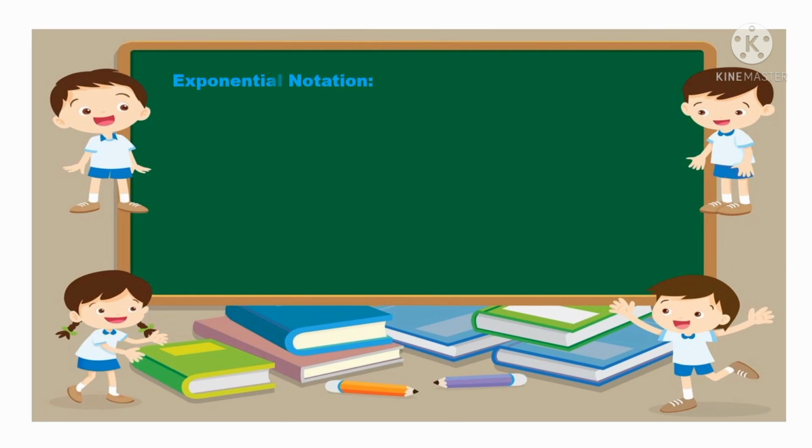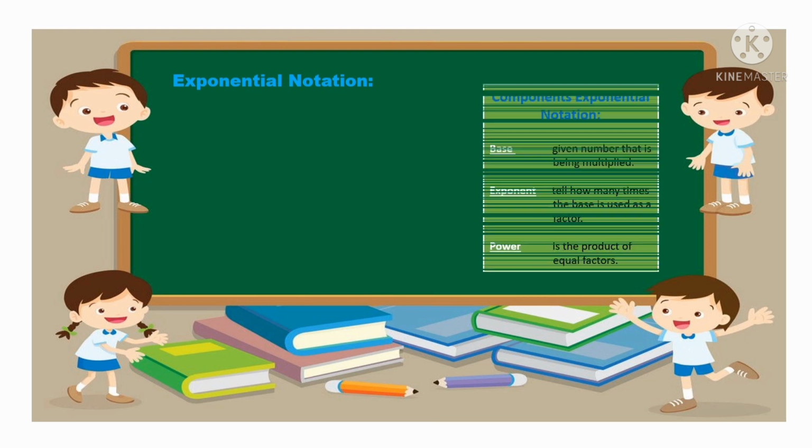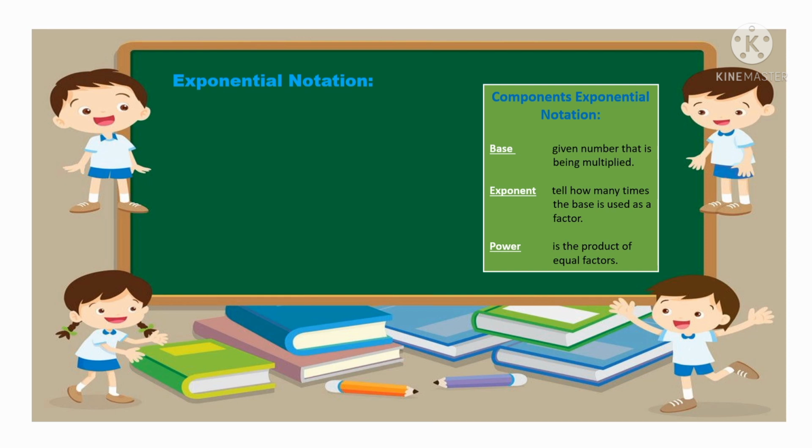So here, let us review exponential notation. There are some components of an exponential notation. They are the base, exponent, and power. The base is a given number that is being multiplied. The exponent tells how many times the base is used as a factor. Power is the product of the equal factors.